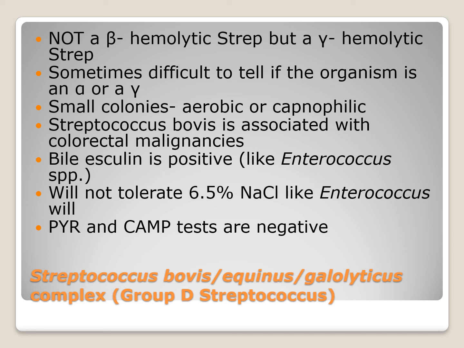Streptococcus bovis is associated with colorectal malignancies. Now, the new name for that organism is Streptococcus gallolyticus, and it is associated with colorectal malignancies. The Streptococcus bovis equinus gallolyticus are all going to be positive for bile esculin, so they can hydrolyze esculin to esculetin, and they will not tolerate 6.5% salt like Enterococcus would. Our PYR and CAMP tests are going to be negative.